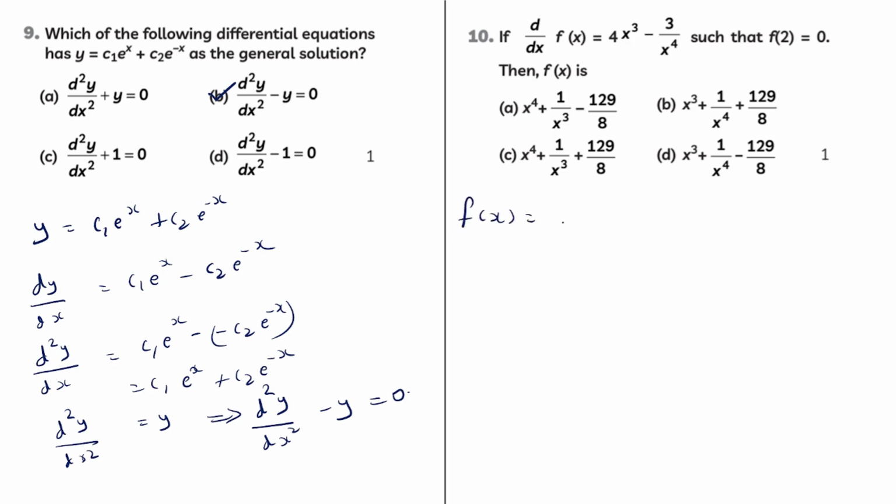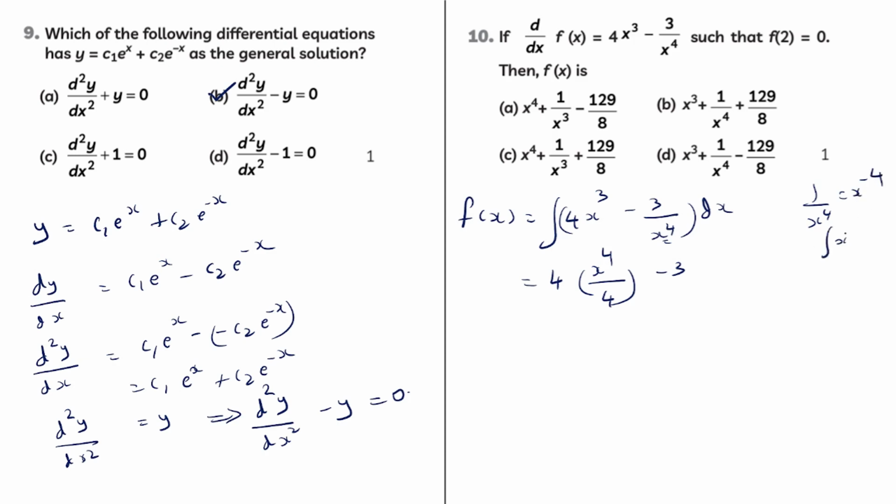So f of x is equal to integral of 4x cube minus 3 by x raised to 4 dx. So this is 4 into integral x cube dx, which is x raised to 4 by 4, minus 3 into this 1 by x raised to 4, which is x raised to minus 4. So integral x raised to minus 4 dx is x raised to minus 4 plus 1 by minus 4 plus 1.